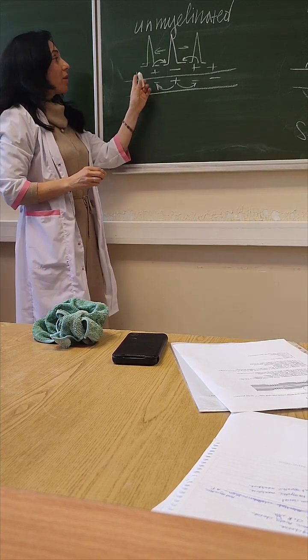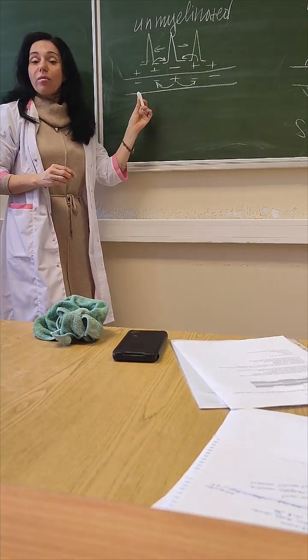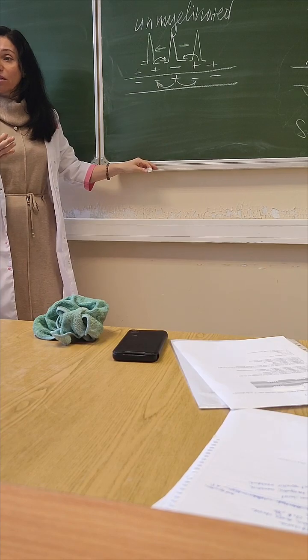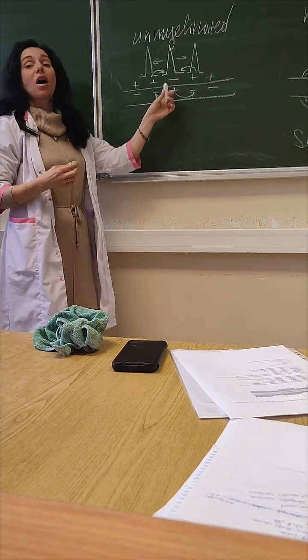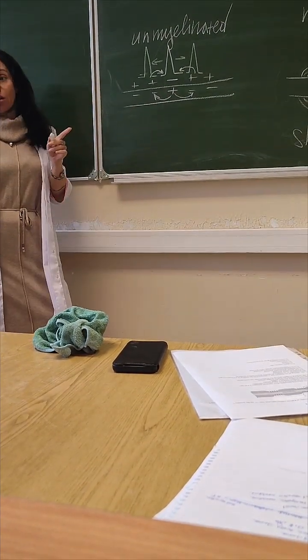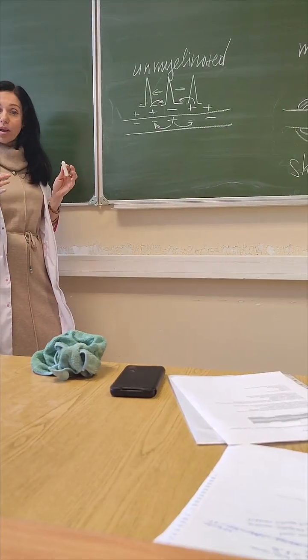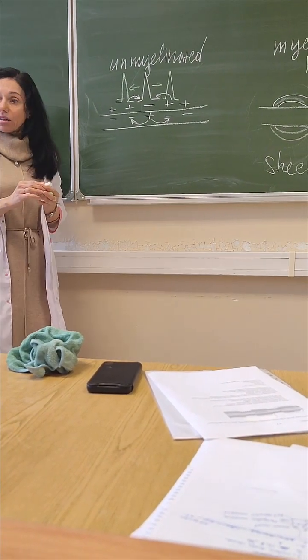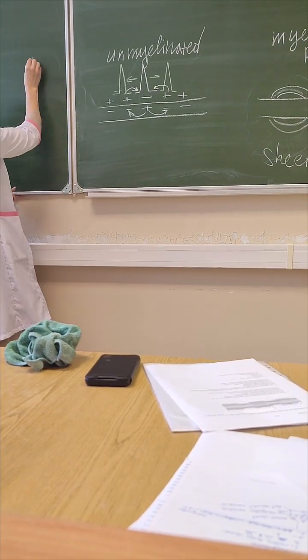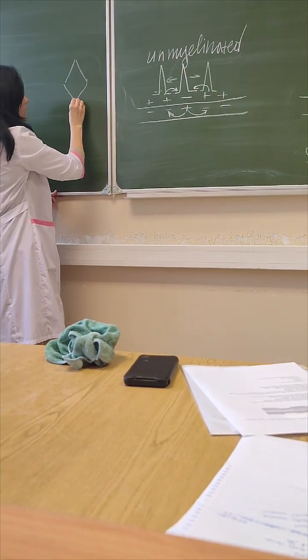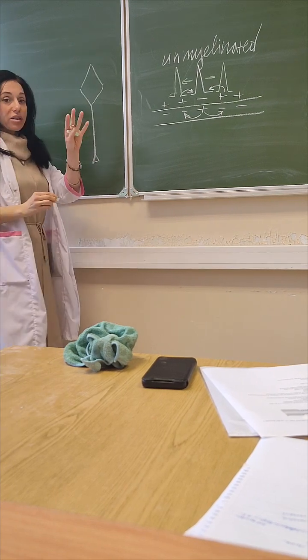Why does it happen to both sides? Because it's not important for current in an isolated neuron. Now I explain on an isolated neuron. In a real neuron, we have a little different situation.